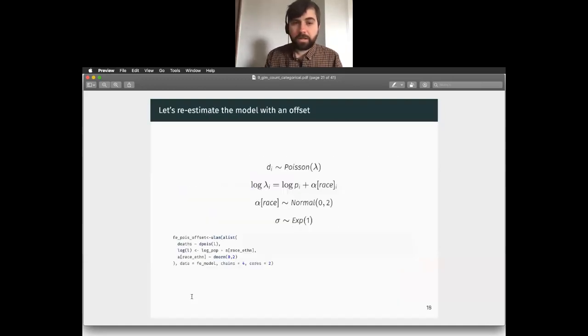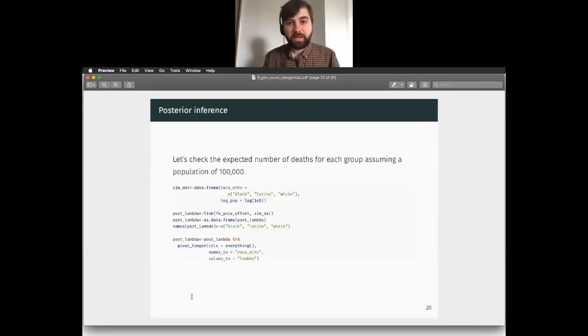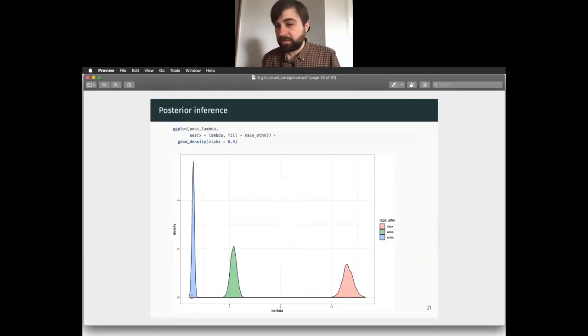So before, without the offset, we saw there's more white deaths than anyone else. With the offset, we see that the rate of death for Latinos and blacks is much higher than the rate of death for whites. So that offset is critical to inference in this case. Now, however we want to approach that problem. Any questions?